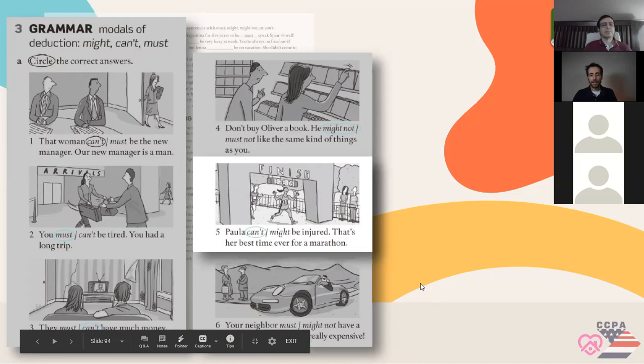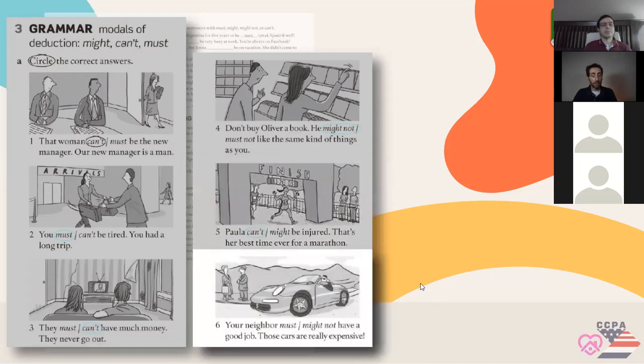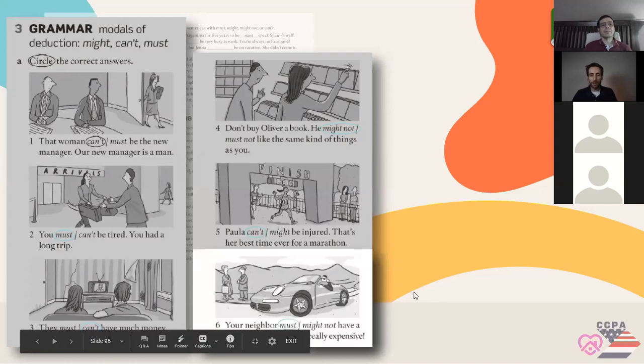Okay, teacher. And then we have number 6. For number 6, Fidel, can you help us out? Okay. Your neighbor must have a good job. Those cars are really expensive. Exactly. Or maybe he is a narco or something, right? A drug dealer. Okay, good. We are using here must, yes, because we feel pretty sure about it.